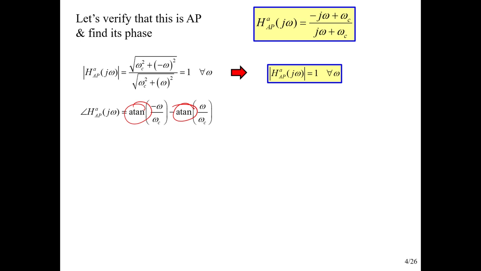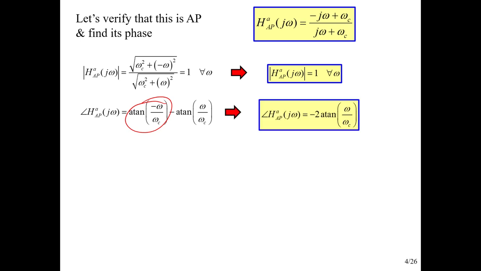But for our case, this omega c is going to be a positive number, so that won't be a problem. But remember, MATLAB has a command atan2 that would be better used to compute these kinds of things. Okay, so now we can see a property of arctangent is that arctangent of a negative angle is the negative of the arctangent of the angle without the negative. So in that case, we can pull this negative out in front, and we have the same thing twice. So we have minus 2 atan of that thing.